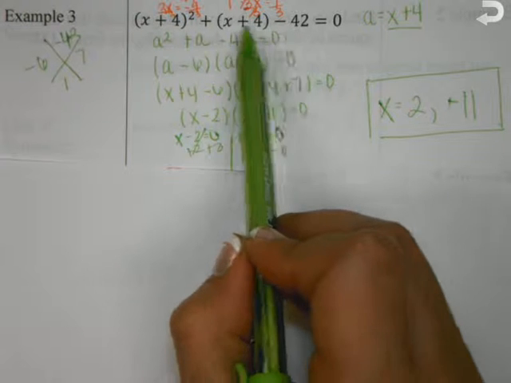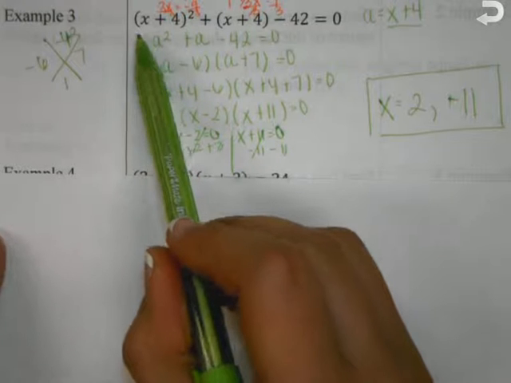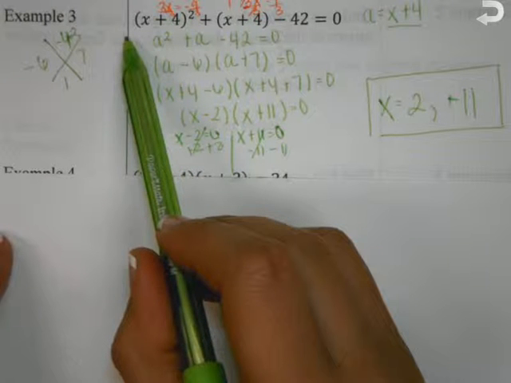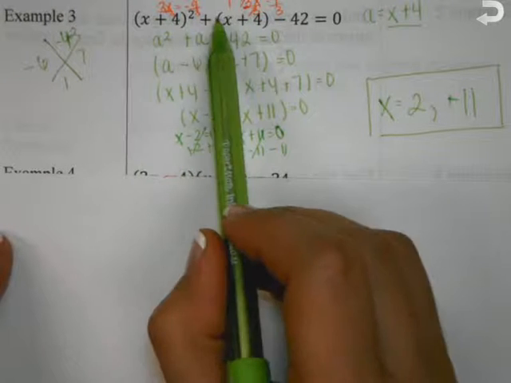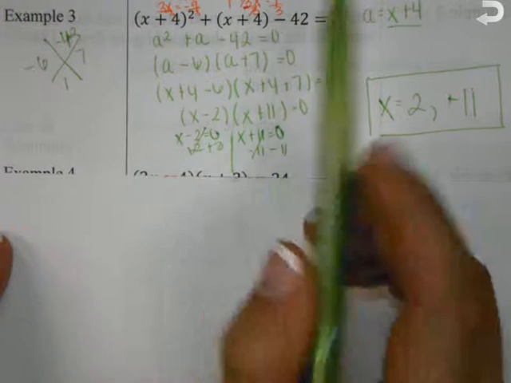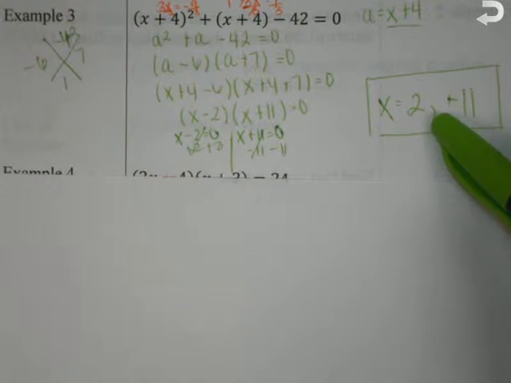If I plug in -11, that gives me -7. And that's also -7. So that's 49 minus 7, which also gives me 42. Okay, so both of them check out. If, for example, we plugged in 2 and it didn't work, your answer would then just be -11. So you would just discard the one that doesn't work. Okay?